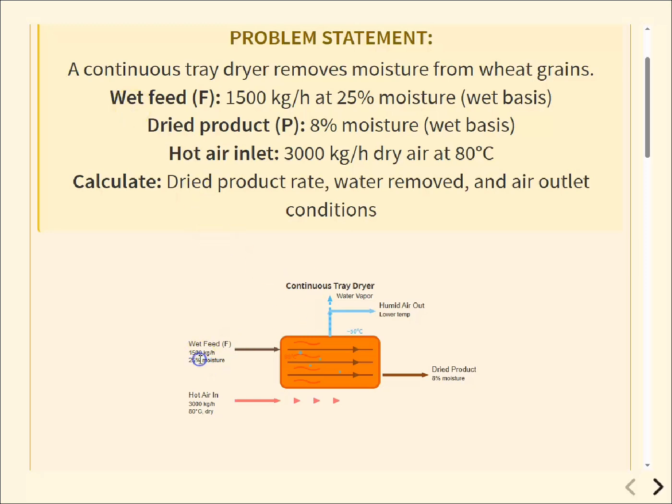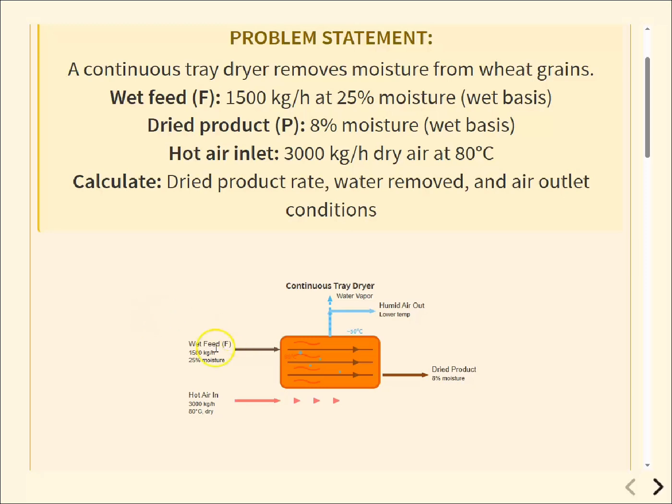So here you can see that we are sending feed with 25% moisture on wet basis. So what does it mean, wet basis? Wet basis means moisture percentage is calculated based on total weight containing water. So 25% moisture means 25 grams of water per 100 grams of total material. This is the difference from dry basis, where moisture is calculated relative to only the dry solid. So you know, wet basis is more common in industry because it is easier to measure and understand.